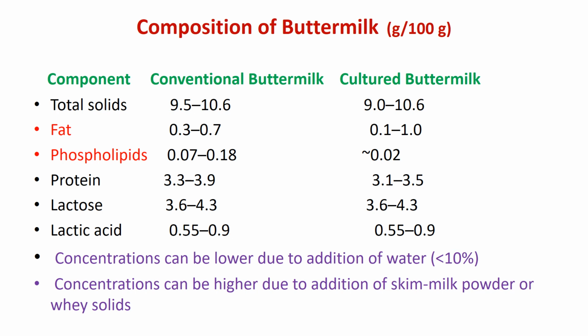And lactic acid is around 0.5% in both cases, but the concentration can be lower due to addition of water. So how much water is added decides the concentration of solids. Similarly, concentration can be changed or increased by addition of skim milk powder.